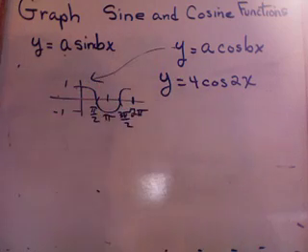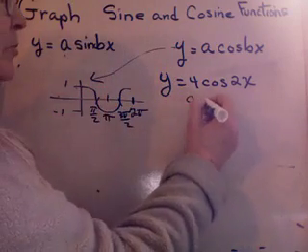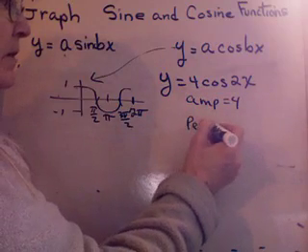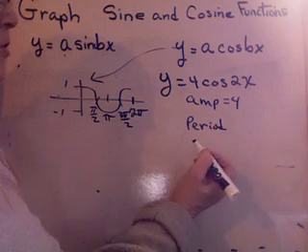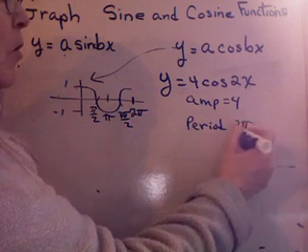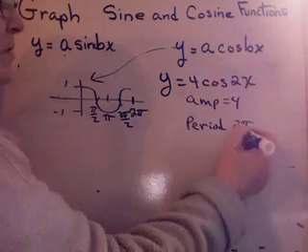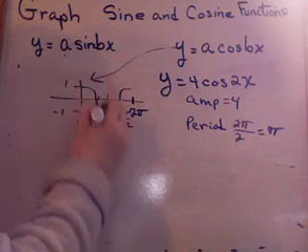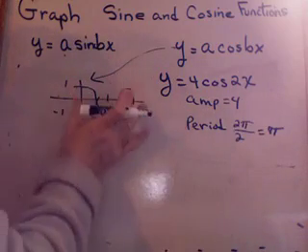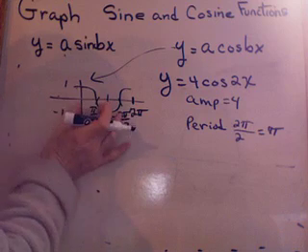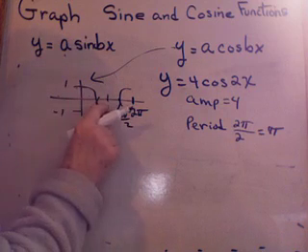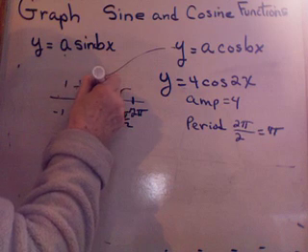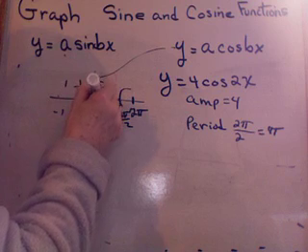But we're doing a variation of it. Again, identify the amplitude. The amplitude is 4, and the period, just like when we did the sine curve, is 2 pi over b. In this case, the b is 2. So the period is pi. So this whole cosine curve is going to take place, instead of in 2 pi, now in pi.